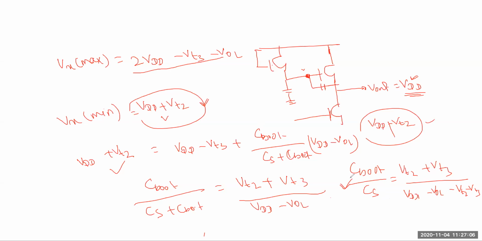So to make this C boot, this is the final circuit, we have to add another capacitance here. This is source and drain, generally called a MOSFET. Here is one terminal and this is another terminal. This acts as a MOS capacitor.